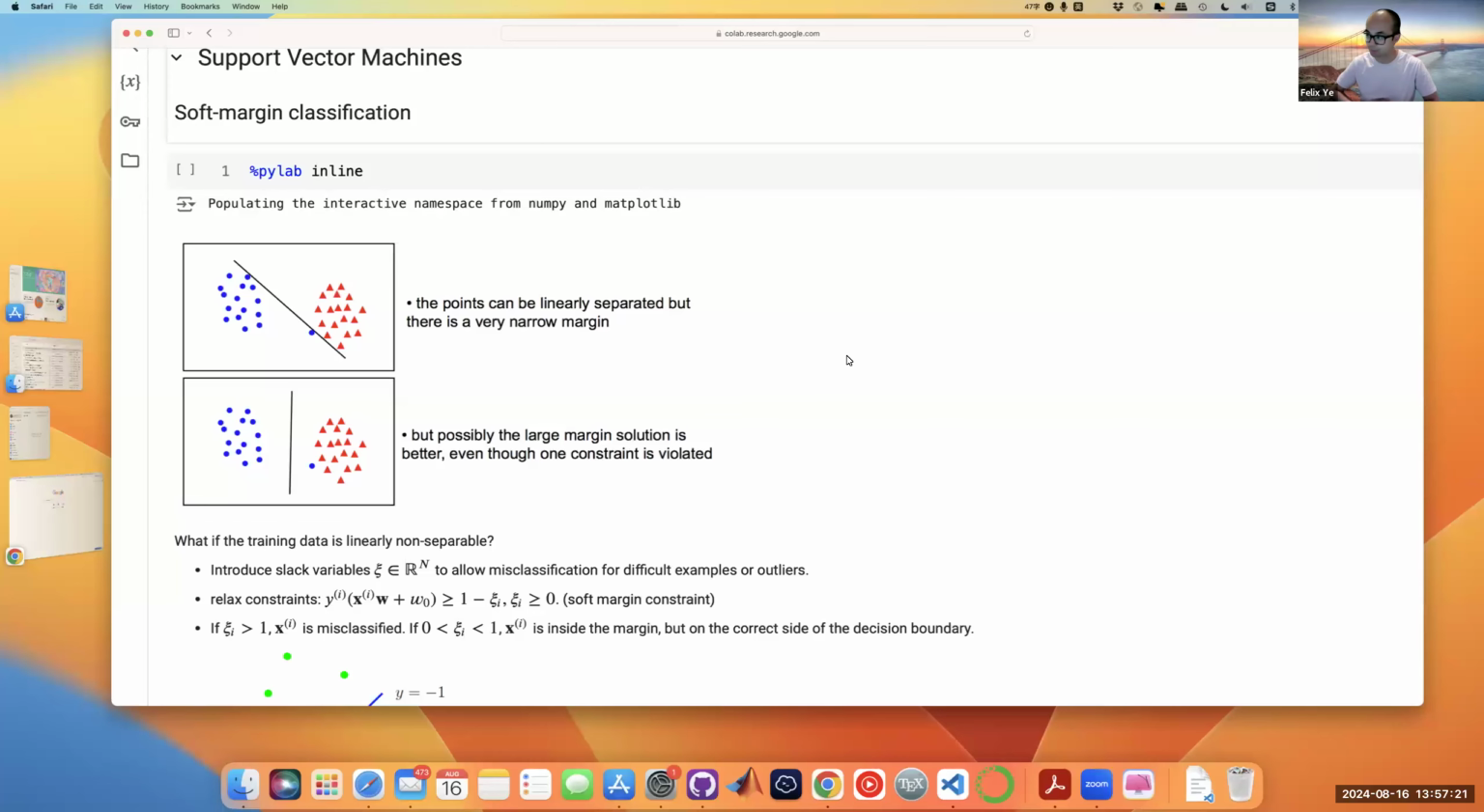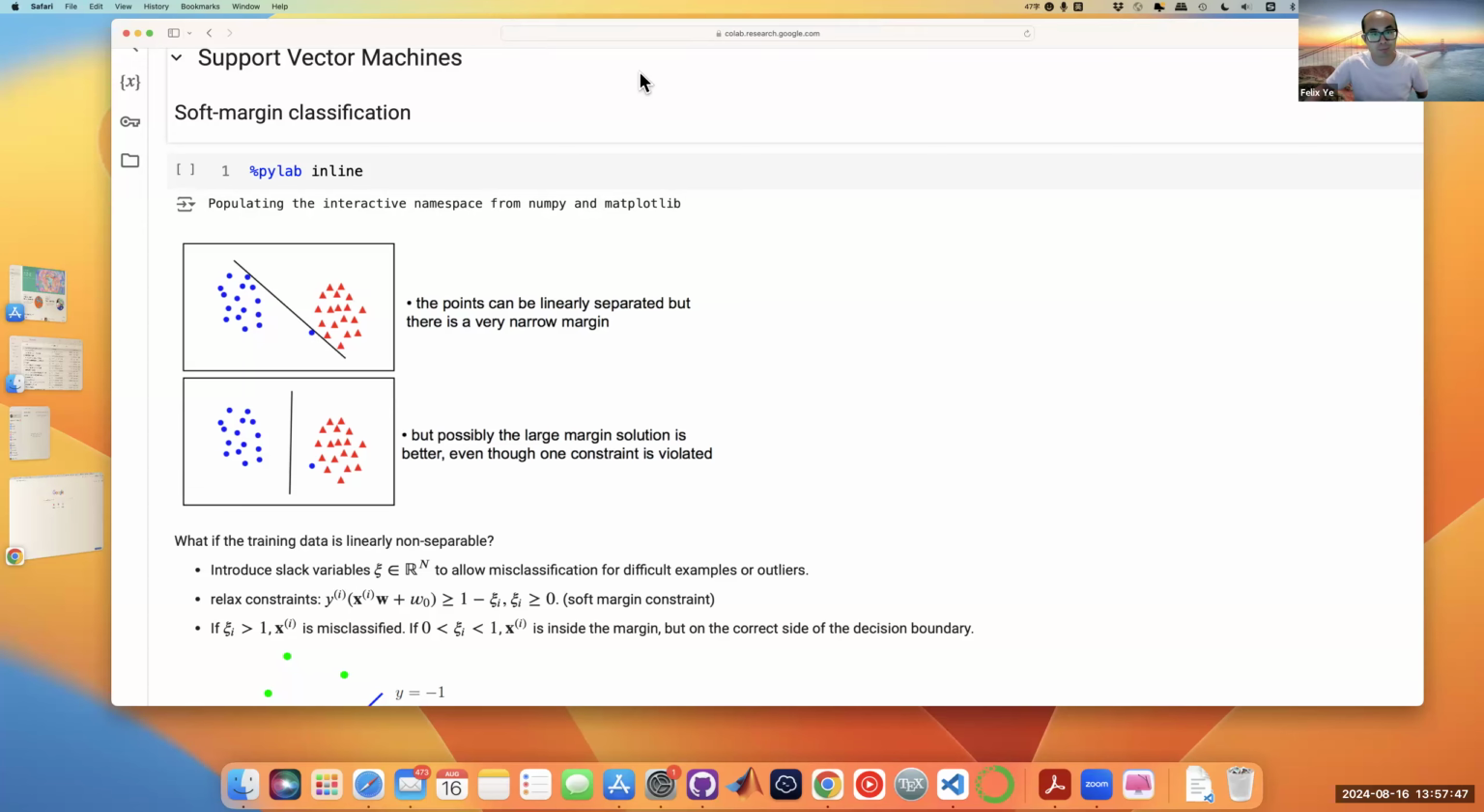Okay, so in this lecture, we're going to talk about soft margin classification. In the hard margin classification problem, we have to talk about the situation that the data can be perfectly separable. But if the data looks like this, as we said, we have some outlier right here.